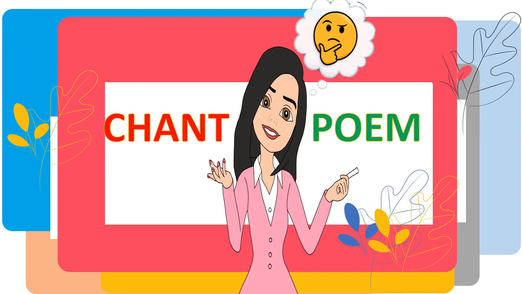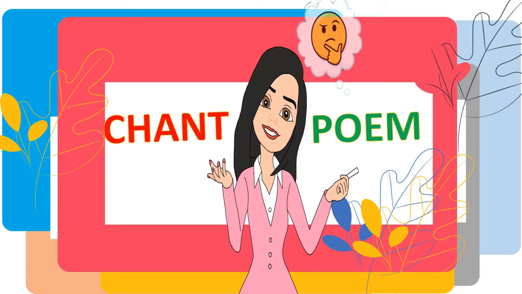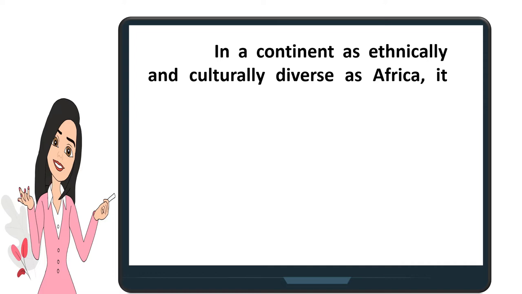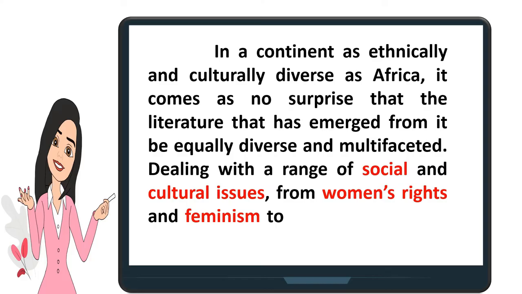All right, since we're done with the example of African chant and African poem, let's move on to some notable writers of Africa. I want you to take down notes. So let's begin. In a continent as ethnically and culturally diverse as Africa, it comes as no surprise that the literature that has emerged from it is equally diverse and multifaceted, dealing with a range of social and cultural issues, from women's rights and feminism to post-war and post-colonial identity.